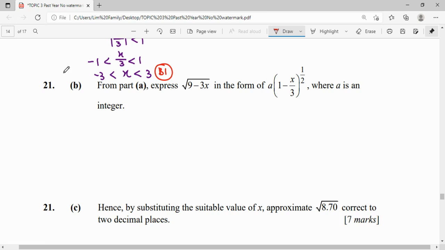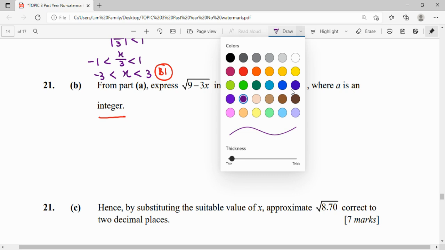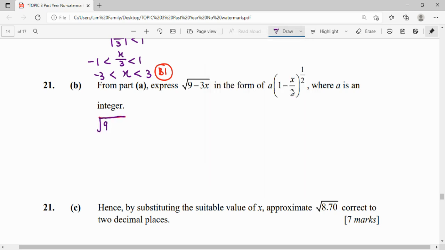Then we go into question B. They say from part A, please relate this square root of 9 minus 3x in the form of this, where A is an integer. So from square root 9 minus 3x, this is equal to the bracket to the power 1 over 2. So we almost get to here already. We get to the power already.